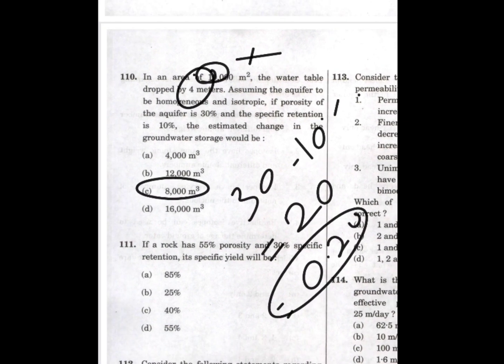First we have to know how to calculate the change in groundwater. The formula to calculate change in groundwater storage is area into change in water table into specific yield. We know the area and the water table change is 4 meters, but we have to calculate specific yield. They are given the porosity and specific retention. To calculate the specific yield, we take porosity minus specific retention. Okay, move on to the next question.